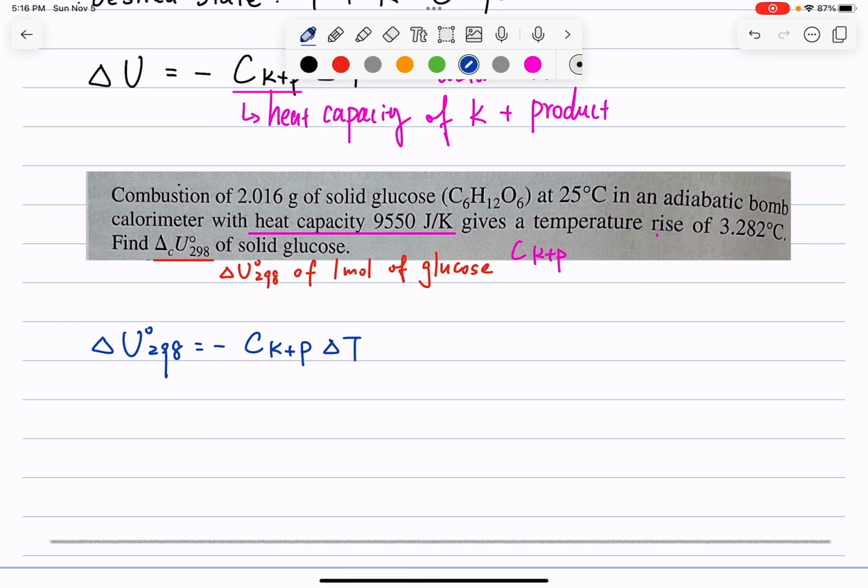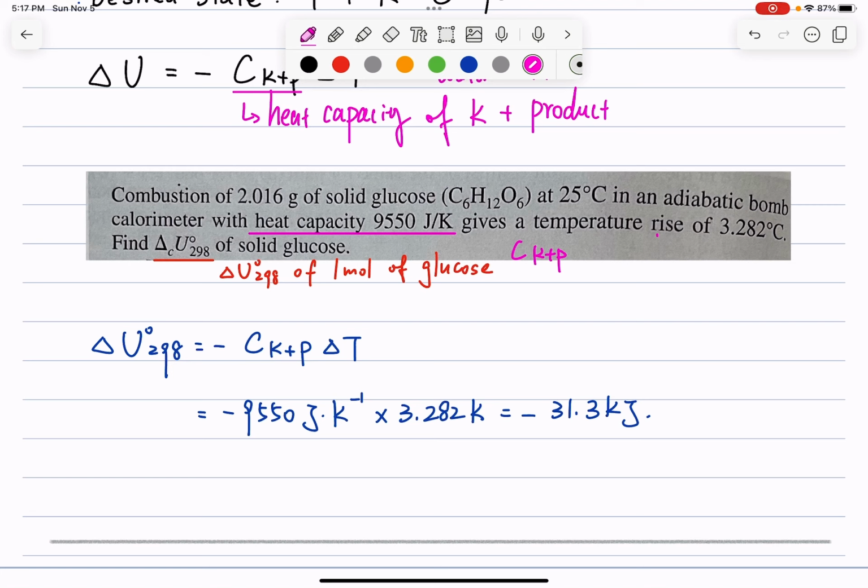All right, and in this case, what we have is negative 9550 joule per Kelvin times an increase of 3.282 Kelvin. And the result is about negative 31.3 kilojoule.